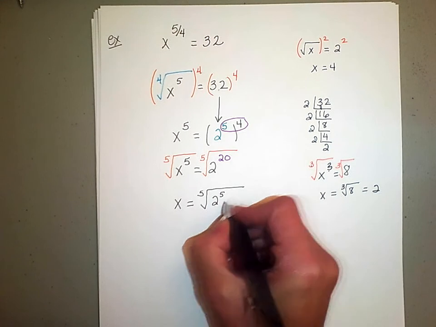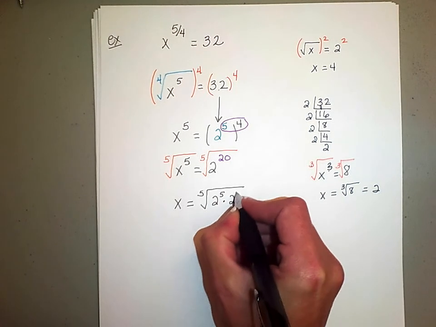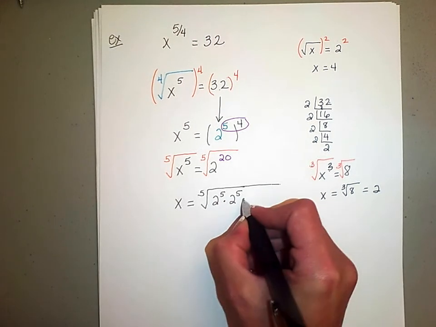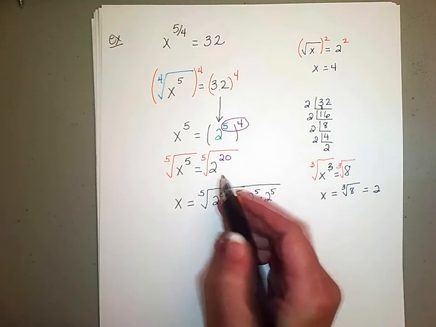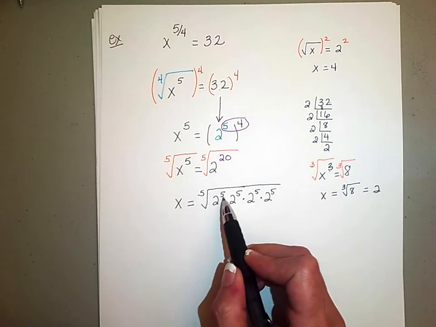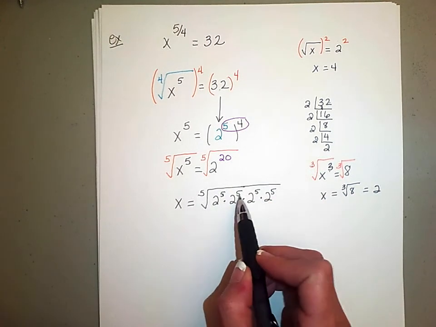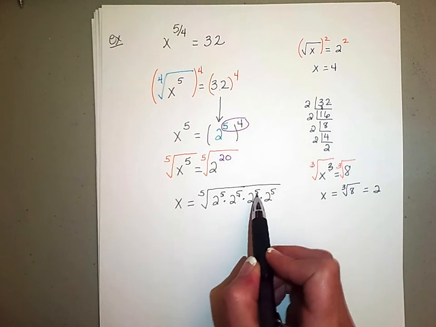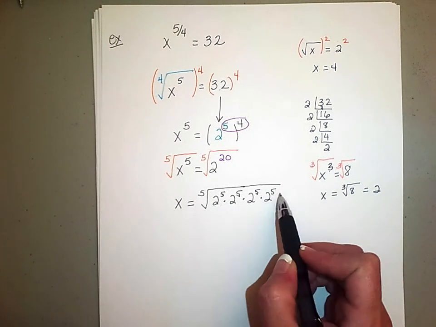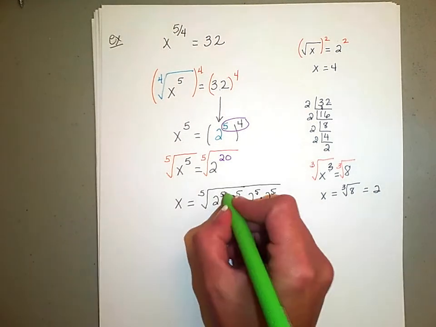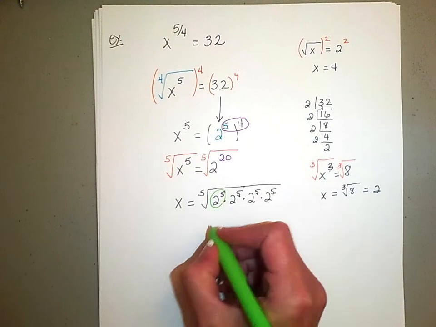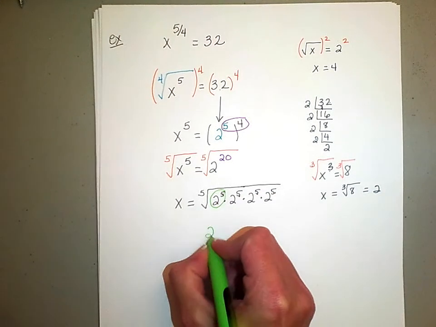Okay. Well, 2 to the 20th, when I'm multiplying with like bases, I could add the exponents. So 2 to the 20th is 2 to the 5th times 2 to the 5th gets us to 10, times 2 to the 5th gets us to 15, times 2 to the 5th gets us to 20. So now I know that here is one group of 5 2's.